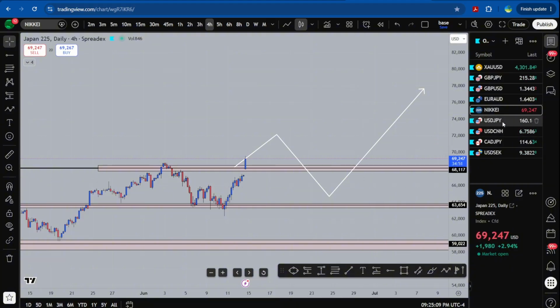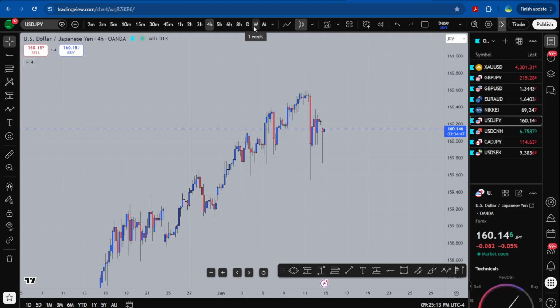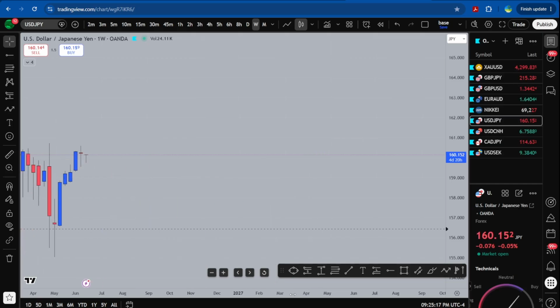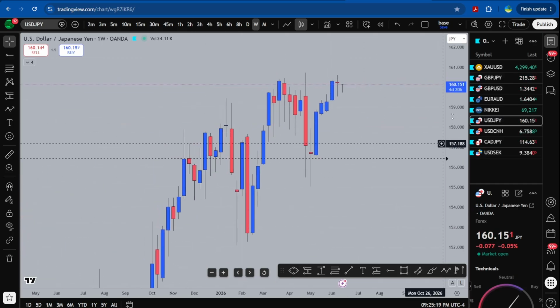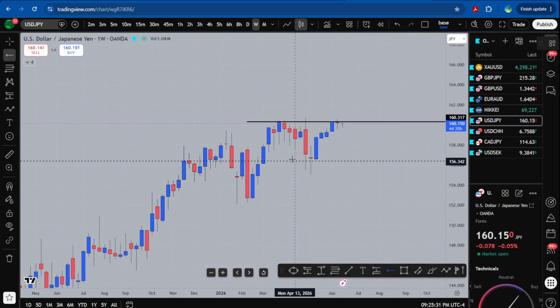So let's go over to USDJPY, which is impacted heavily by news because of the USD aspect of it. As you can see, look at all these wicks. I feel so sorry for everybody who's been getting wicked out. It's tough. We're on a weekly here, so I'm going to go ahead and draw off my levels.